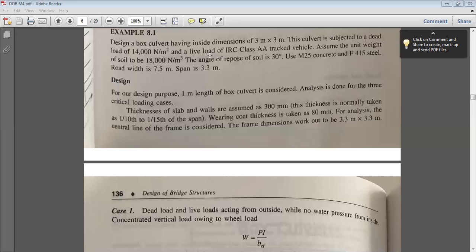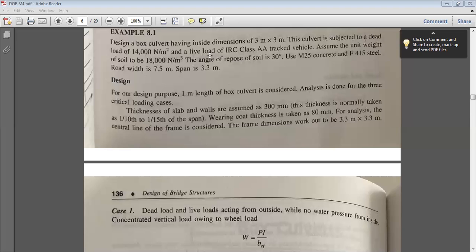Road width of 7.5 meters. Span 3.3 meters. So road is of 3.3 meter span. Width is 7.5 meters. That means your box culvert is of 7.5 meter. The 3 meter by 3 meter vent is for 7.5 meter length. That is across the width of your road, your box culvert spans.